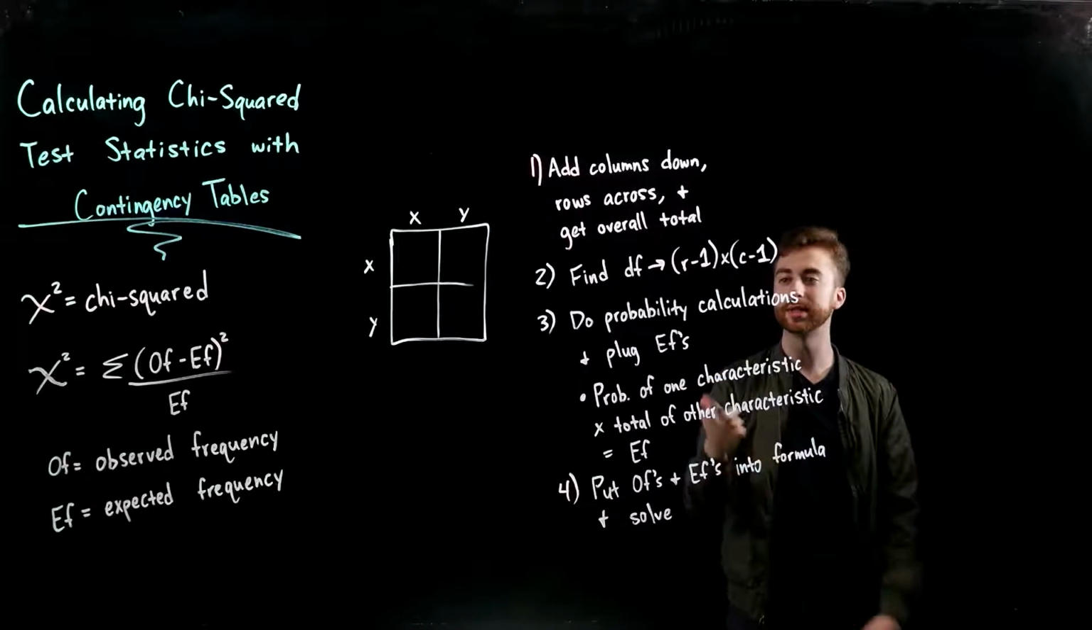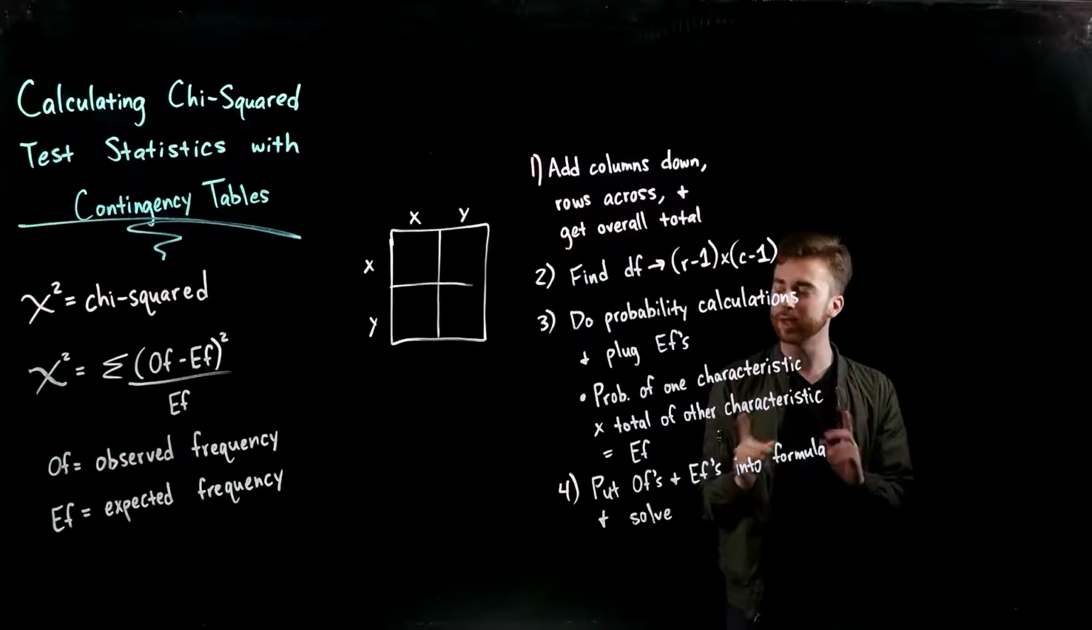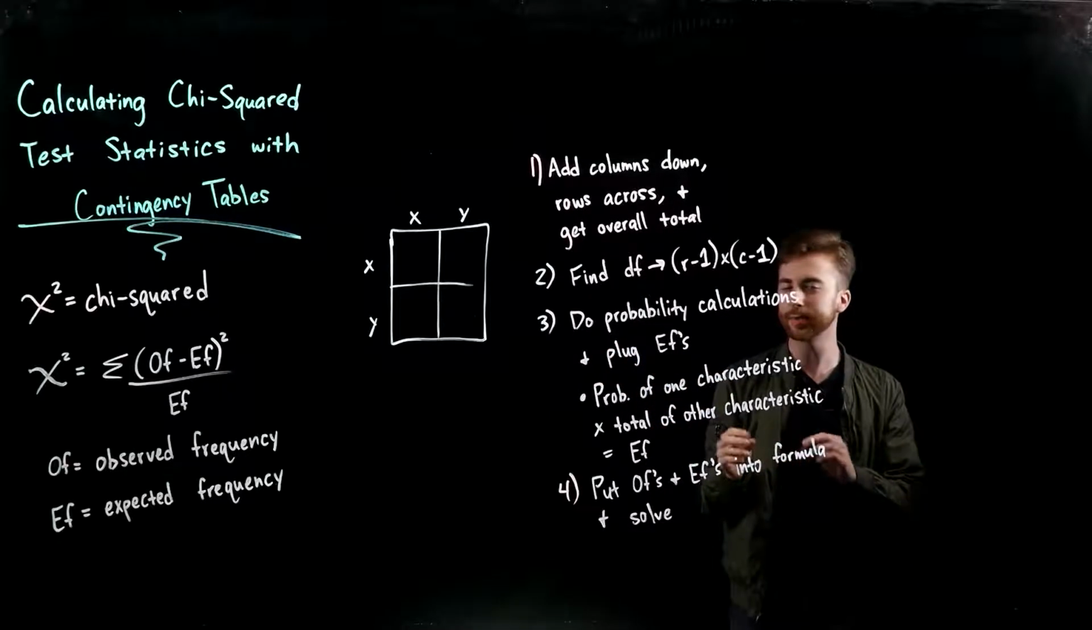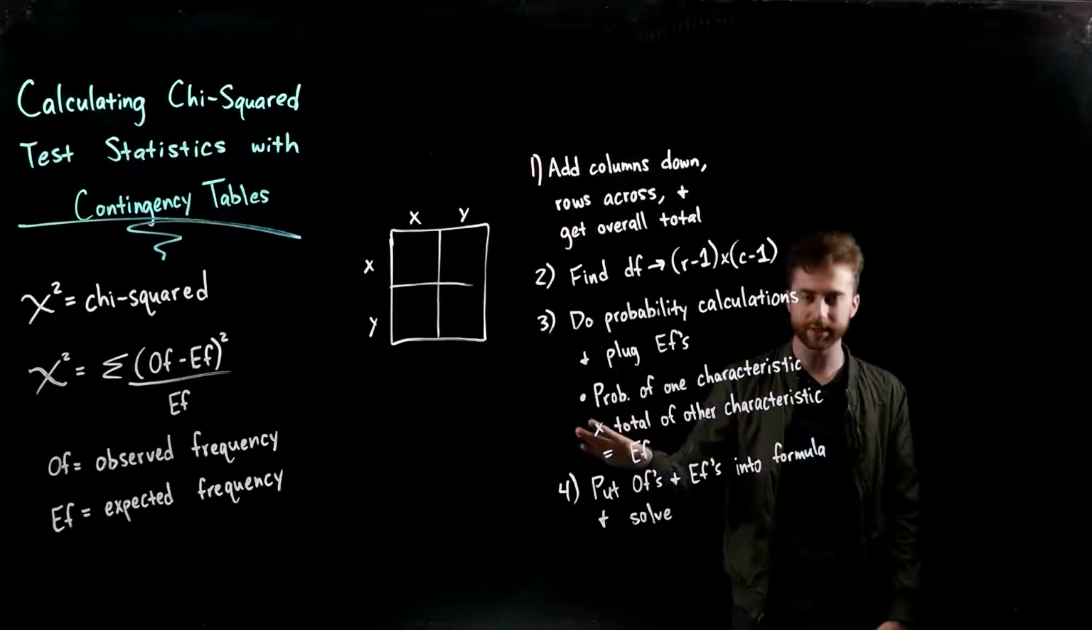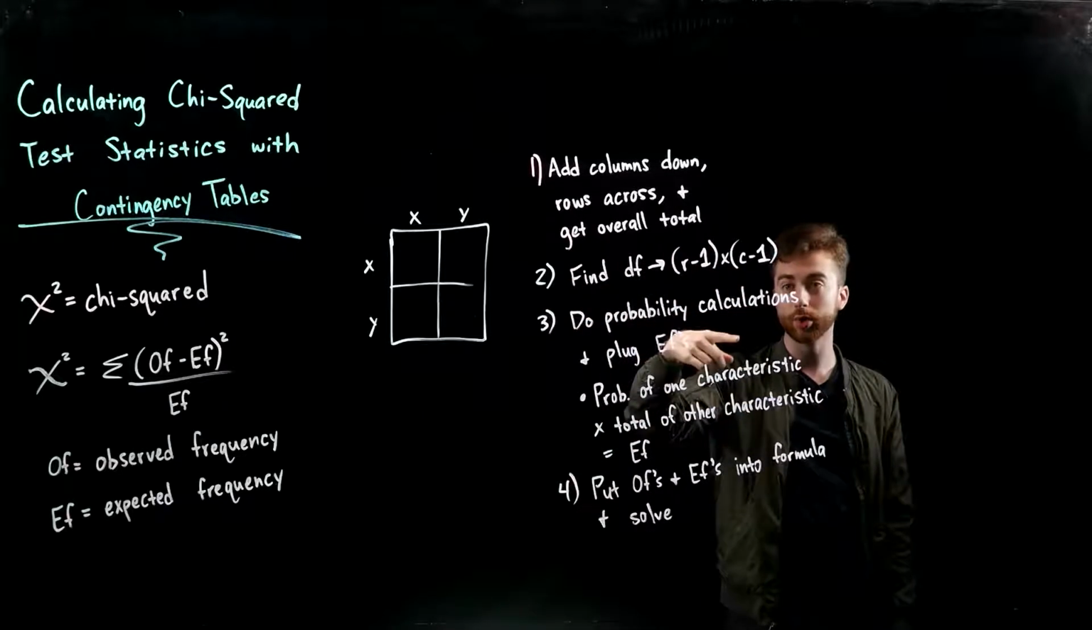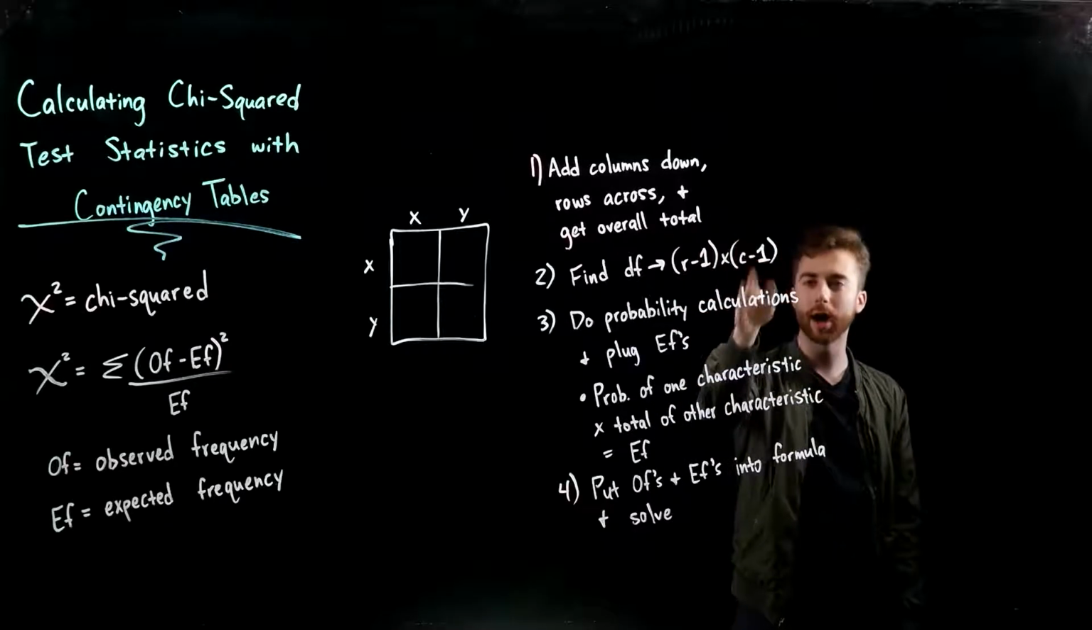The next thing you do is find your degrees of freedom. And the way you find degrees of freedom for a contingency table in a chi-squared situation isn't simply n minus 1 like you may have seen in previous situations, but it's its own specific formula where you take your number of rows minus 1 times your number of columns minus 1.